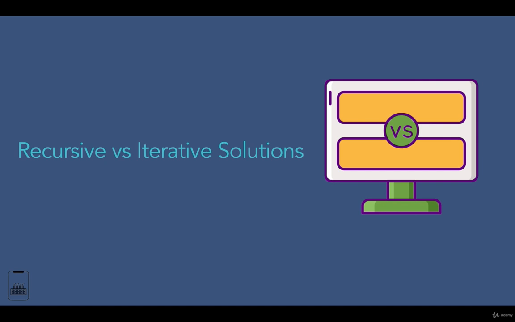Hi there. In the last video we learned how recursion works internally, and we saw what's happening in the stack memory when we call a recursive method. As you remember, in the introductory lecture of this section, we said that any problem that can be solved using recursion can be solved using iteration. So here in this video, we will compare recursion versus iteration.